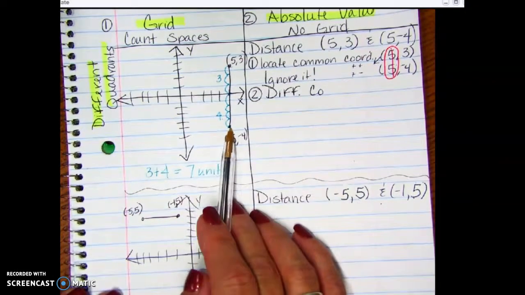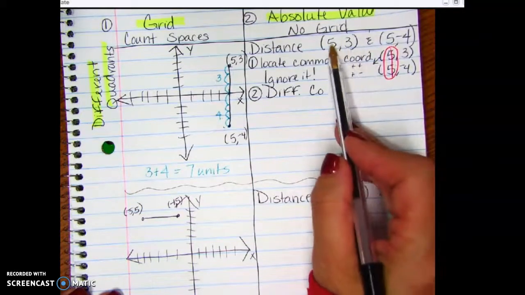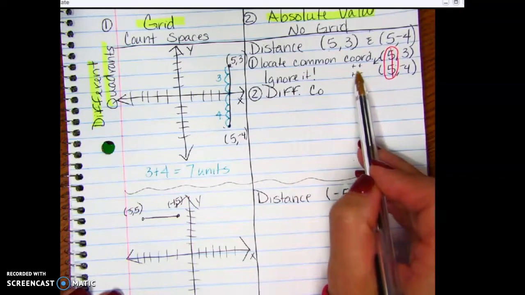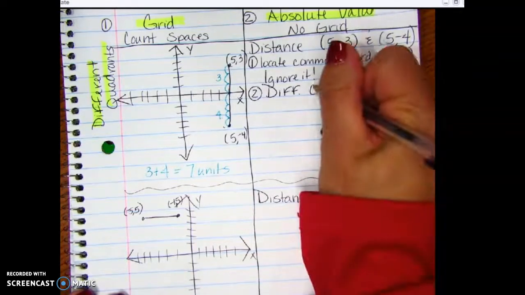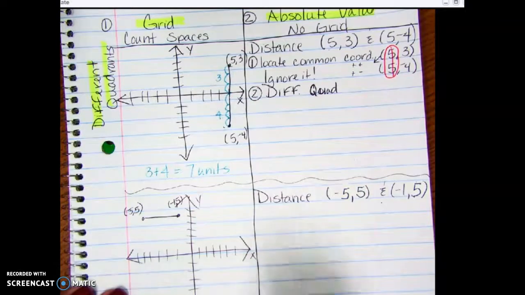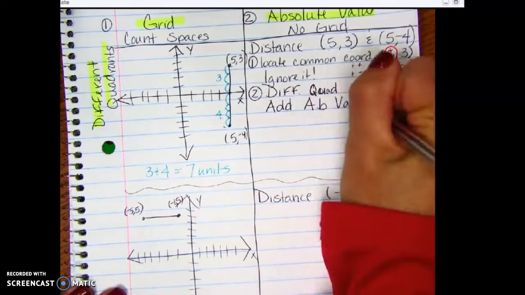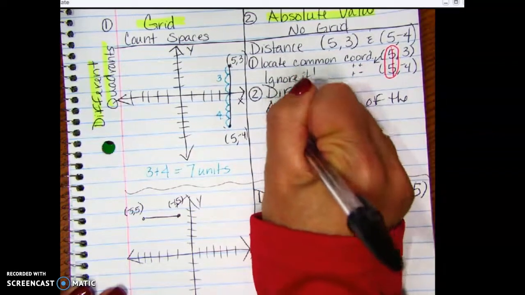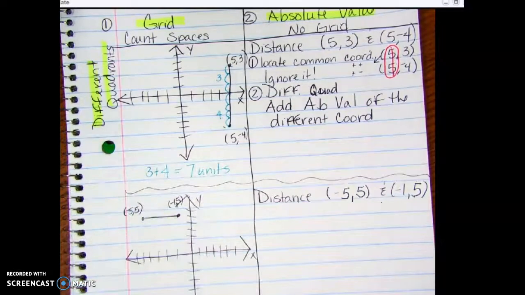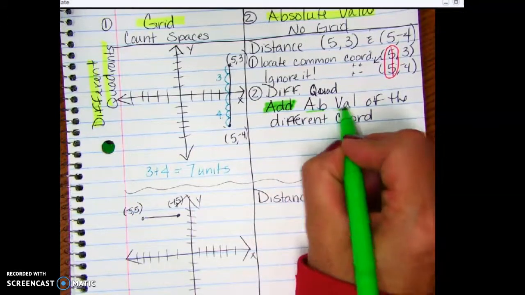Now, these are different coordinates. Now, I knew that because I looked over here. But I can also figure that out because when I look at my two sets of ordered pairs, this one is positive, positive, this one is positive, negative. When I have different signs for the numbers, then I know that they are in different quadrants. So, if you are in a different quadrant, sorry about the typo there, here's what's going to happen. You have to add the absolute value of the different coordinates. So I'm going to go ahead and mark that up. So I'm going to add the absolute value of different coordinates.